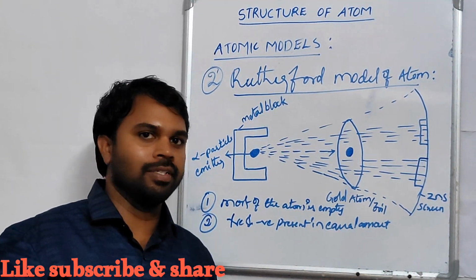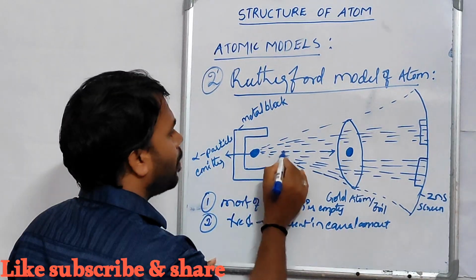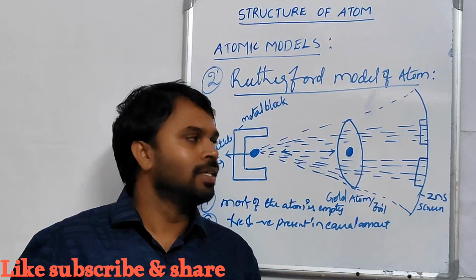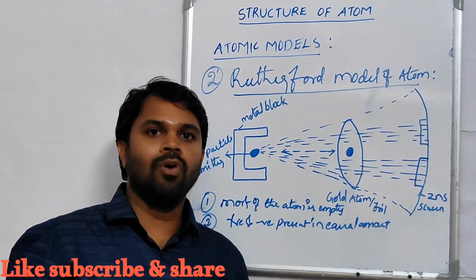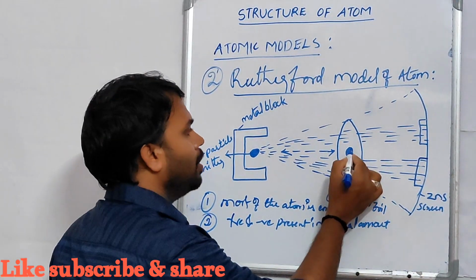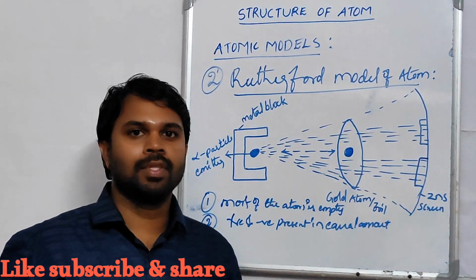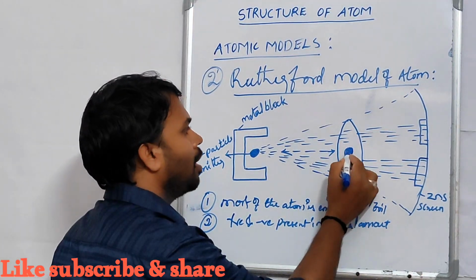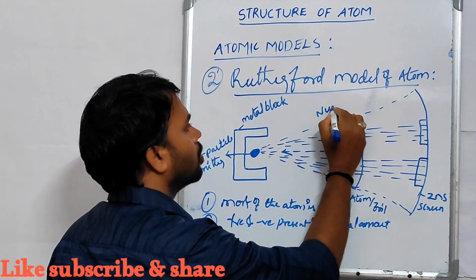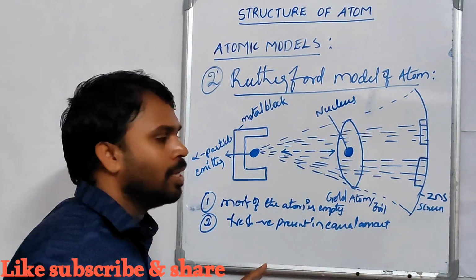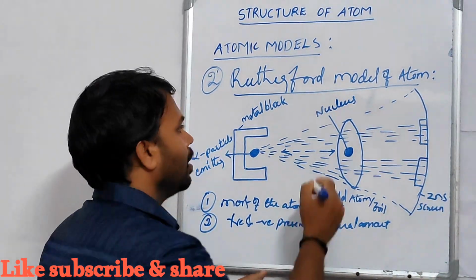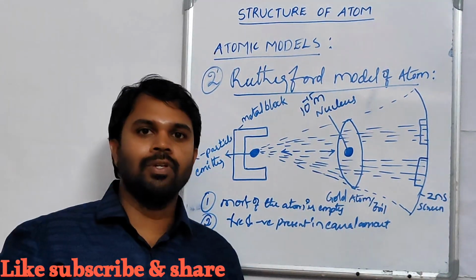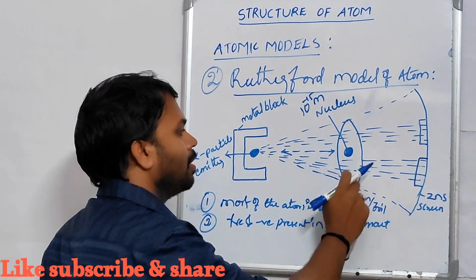Now come to the third observation. Very few alpha particles bounce back with an angle of 180 degrees. Based on this, he concluded that the whole mass is concentrated at the center of the atom. The whole positive charge and most of the mass is concentrated in a small region called nucleus. The radius of nucleus is approximately 10 to the power of minus 15 meters. The size of the nucleus is very small when compared to the size of the atom.